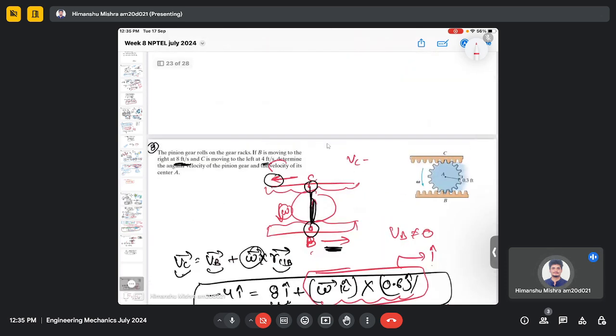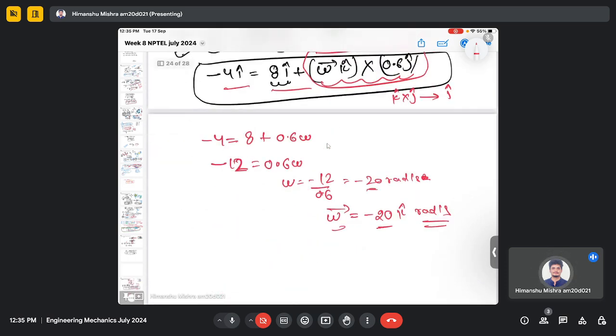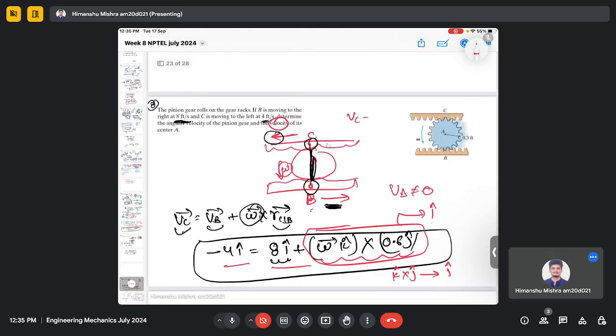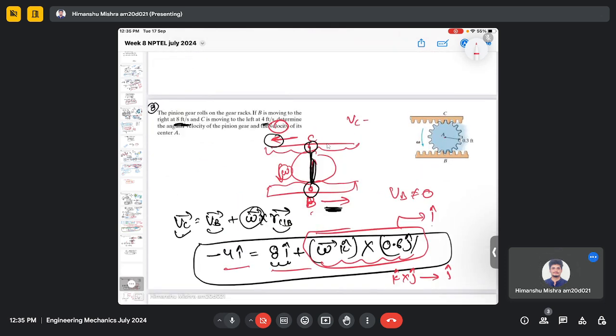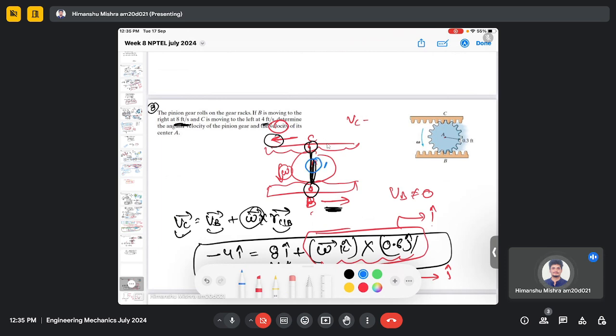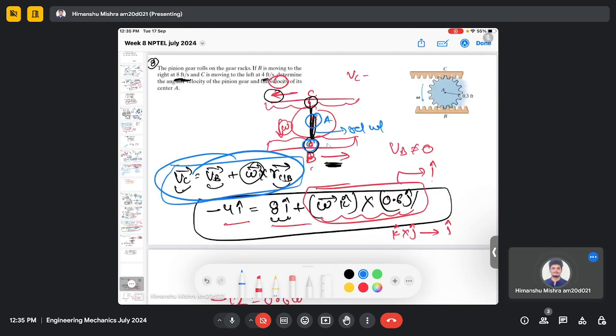Now we also need to find the velocity at the center. Until now we found the angular velocity of point A. Now we need to find the translational velocity VA. So what we can do is take point A, which is this, and point B, which is this, and write down the relative velocity expression between point A and point B. Earlier we did it between point C and point B. Now we are doing the same with point A and point B.